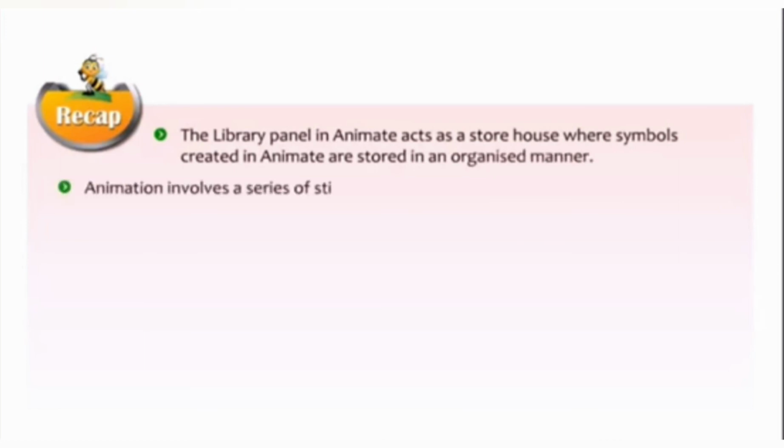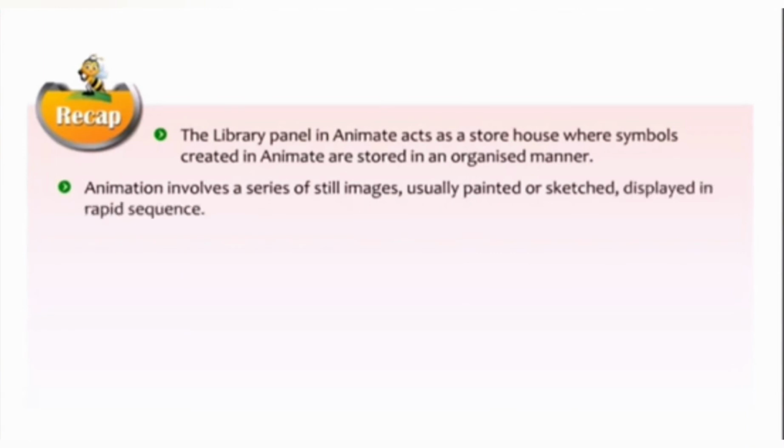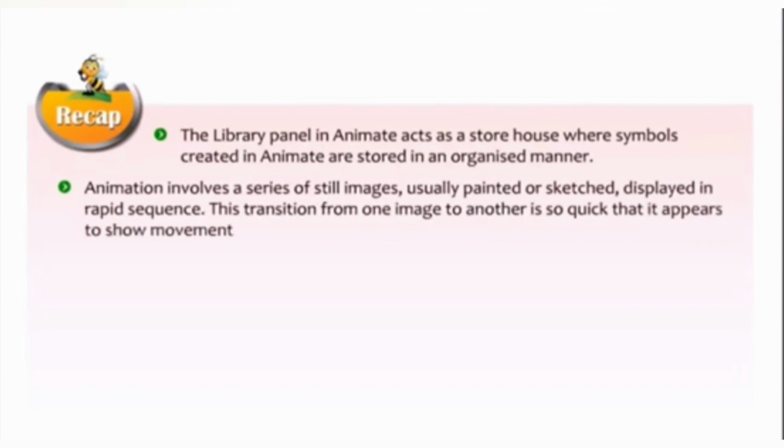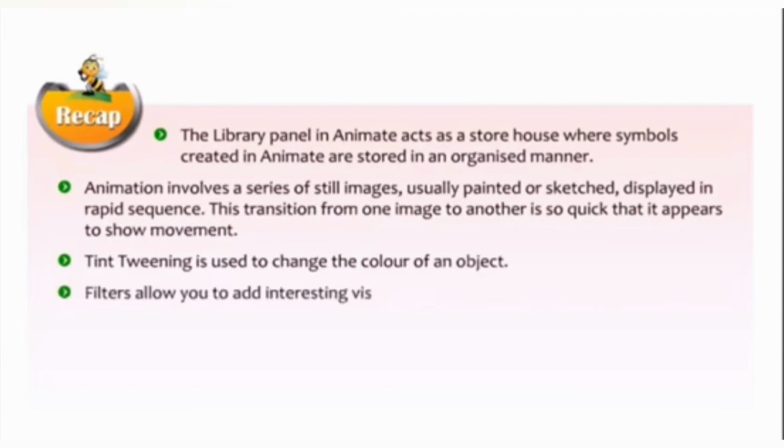Animation involves a series of still images, usually painted or sketched, displayed in rapid sequence. This transition from one image to another is so quick that it appears to show movement. Tint twinning is used to change the color of an object. Filters allow you to add interesting visual effects to text, buttons, and movie clips.